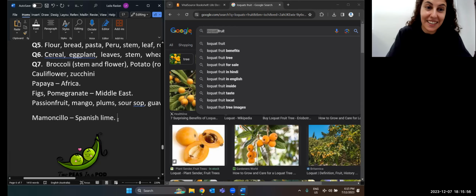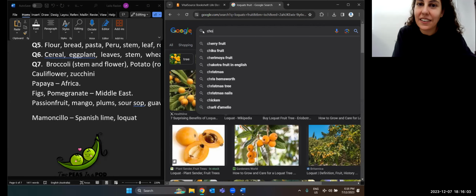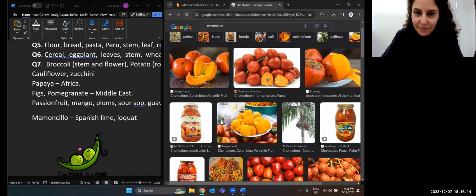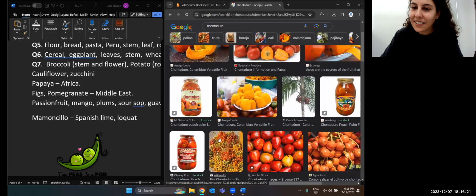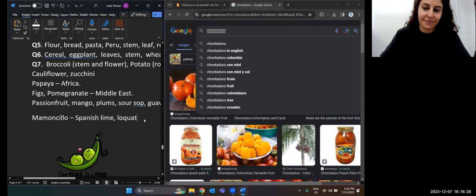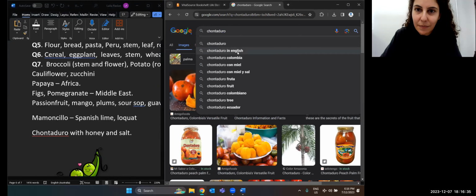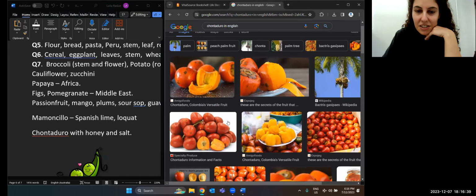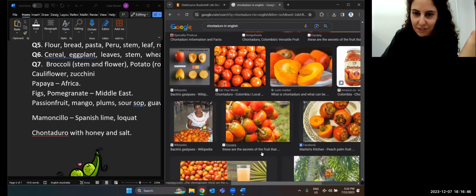What's that? What's the name? CH. Yep. Shantaduro. With honey and salt. With honey and salt. I'll try this one. But I've never, maybe, is that the name in English? Yeah. So this is a Colombian one. Yeah, I think we call it same. The secret fruits of Colombia.